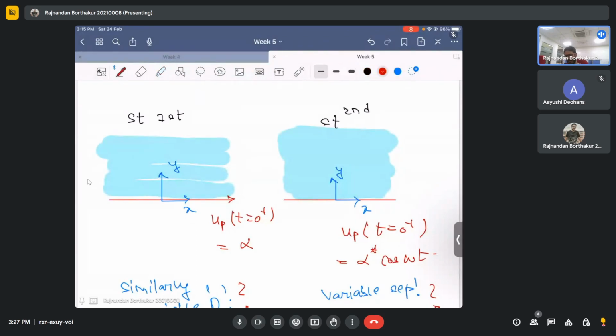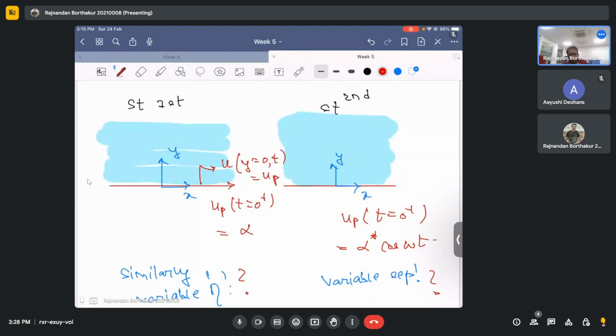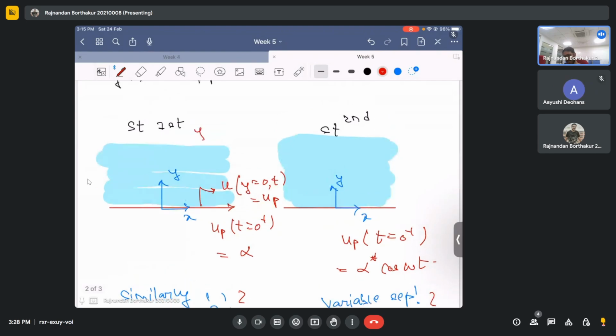So in Stokes' first problem, what's the boundary condition here? The boundary condition at y equal to 0 is basically the fluid velocity. So the fluid velocity at y equal to 0, for all time, is basically the plate velocity, right? It's just up. Is this correct? This is correct, right? And what's the velocity when y tends to infinity? What's u when y tends to infinity? It tends to 0. Okay, fine.